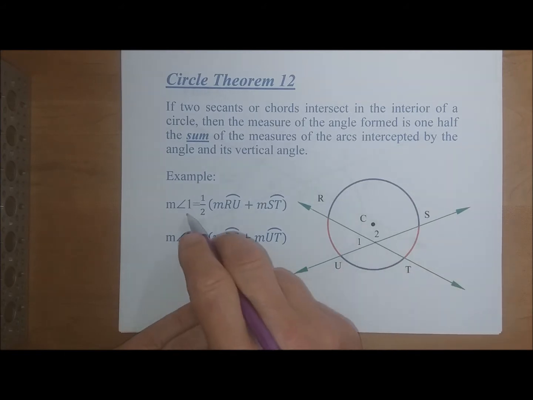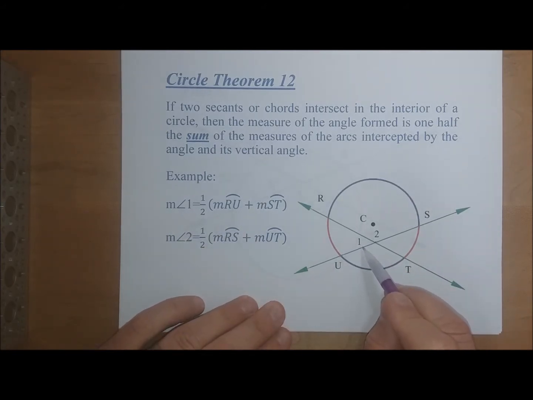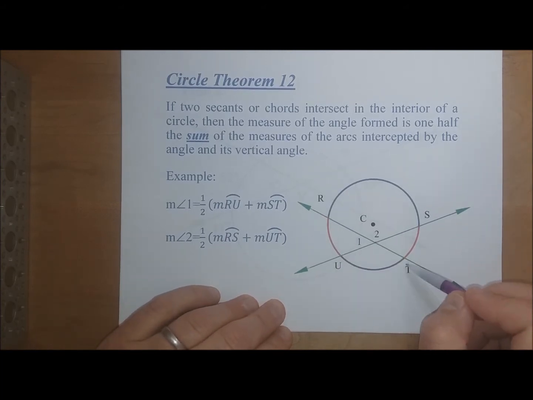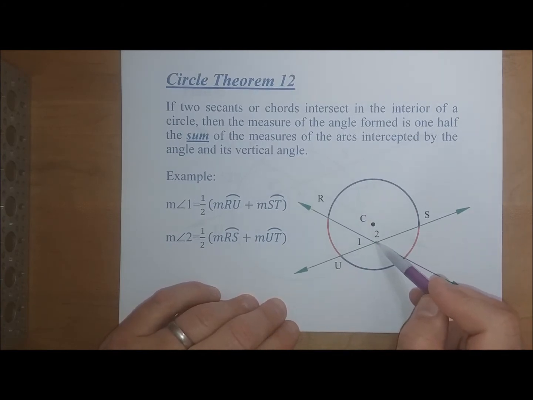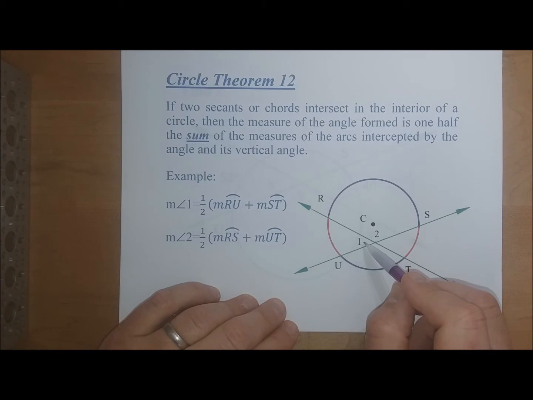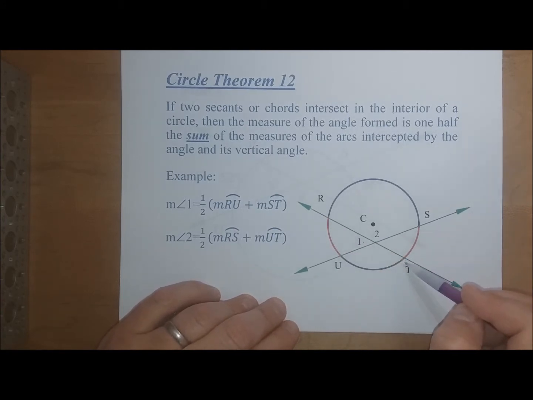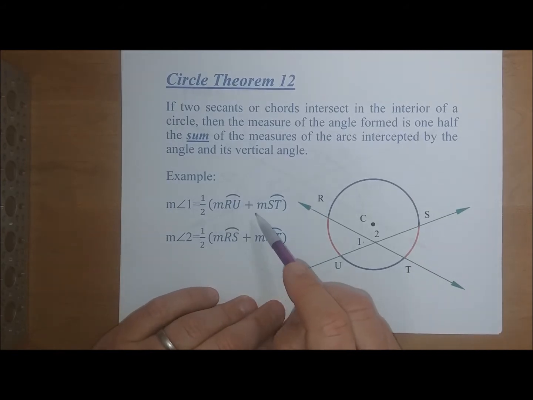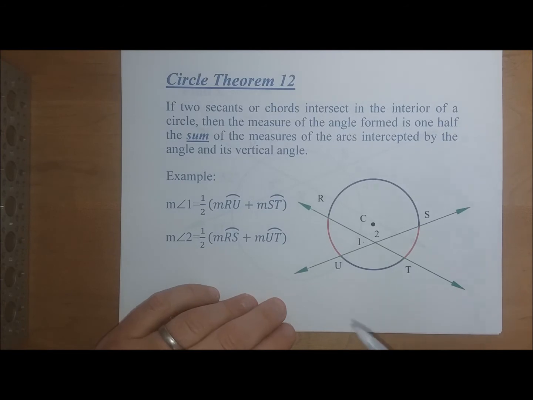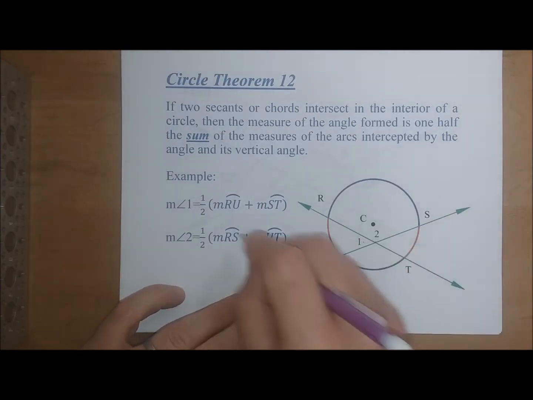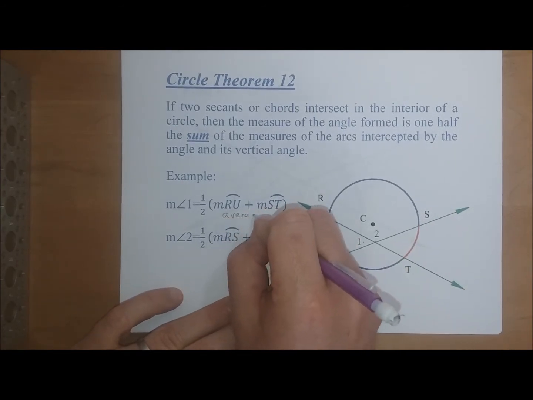So the measure of angle 1 here equals 1/2 the sum of the measure of arc RU plus the measure of arc ST. I like to think of it as if these secants intersect on the inside, the interior, then these angles formed are going to be the average of the arcs they intercept. After all, that is what we get when we add two things together and divide them by 2, right? We get the average of the two. So I like to think of this as the average.